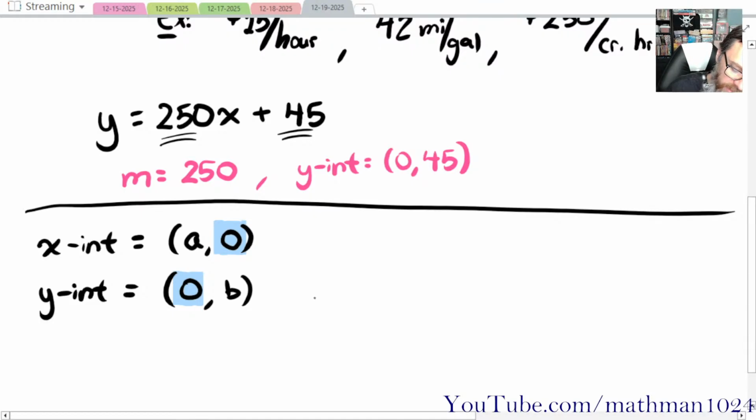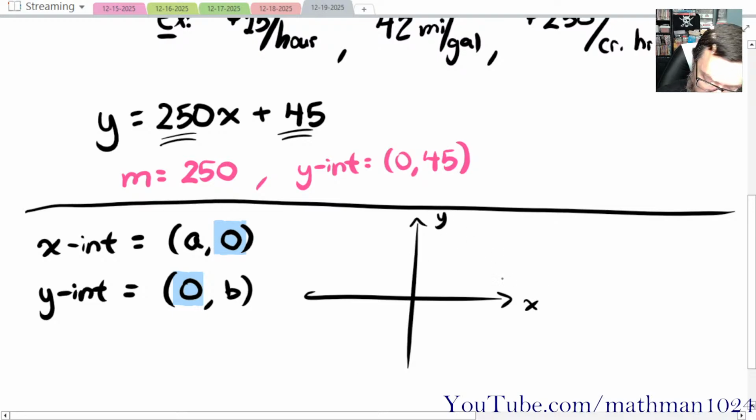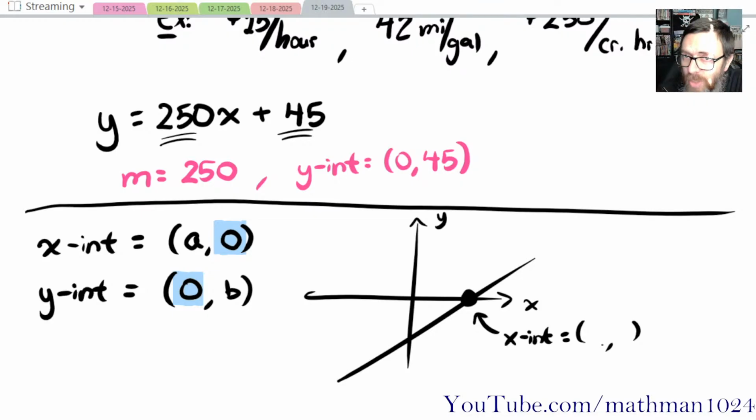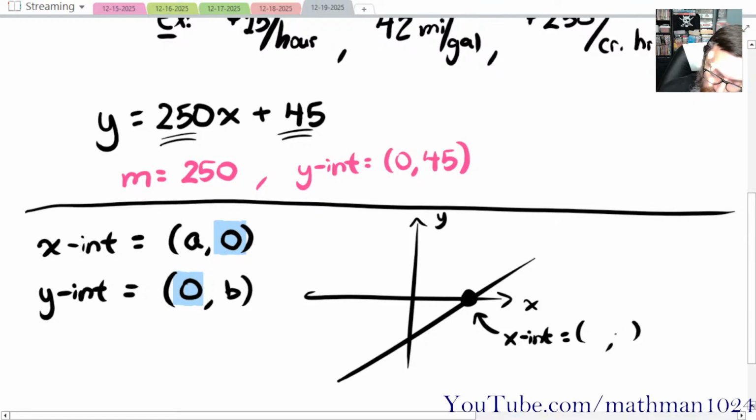So if you think about your xy plane, so here's x and here's y. If I just have a random line like this, the x-intercept is going to be right here. This is your x-intercept. And what we know is that we're on the x-axis. And in order to be on the x-axis, you're not above it, you're not below it. So that means your y value has to be 0. And then, of course, you'd figure out what your x value is.